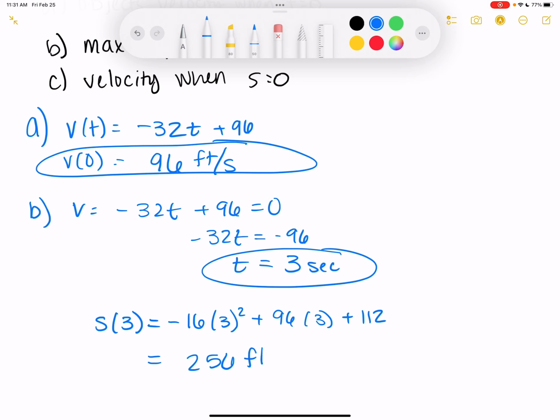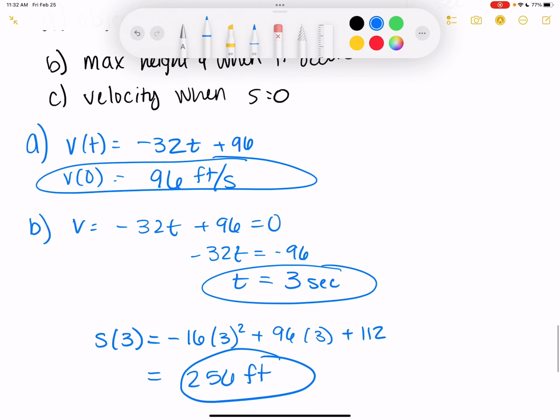In its position, so it's feet. So the max height is 256 feet, and that occurs at 3 seconds. I think it's moving at 85 feet per second. That's pretty fast. That is pretty crazy. Yeah, that's pretty fast. 85 feet per second. Wow.